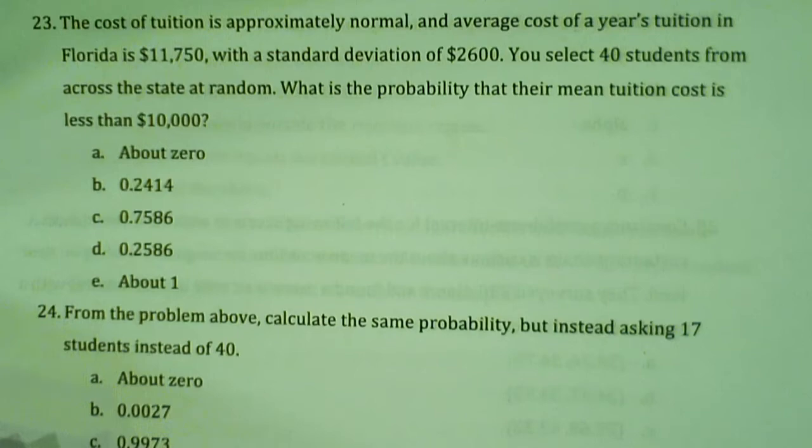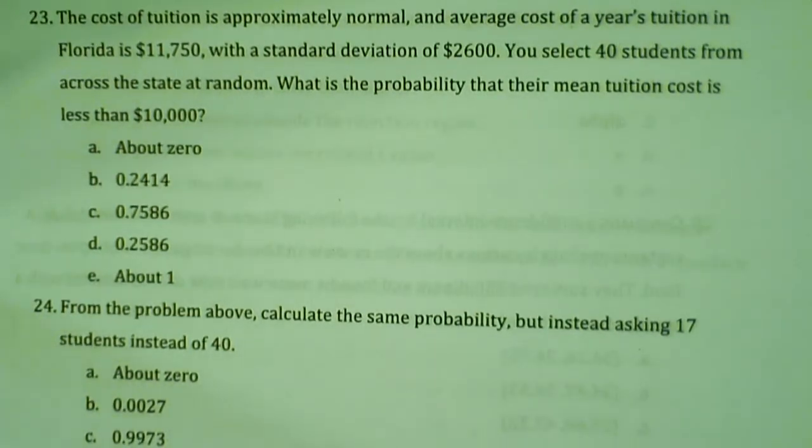So number 23, we skipped a few. The cost of tuition is approximately normal, and average cost of a year's tuition in Florida is $11,750 with a standard deviation of $2,600. You select 40 students from across the state at random. What is the probability that their mean tuition cost is less than $10,000? Okay. So what are we given in this problem?